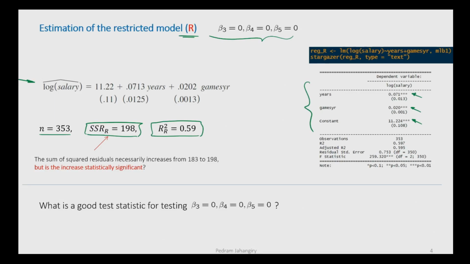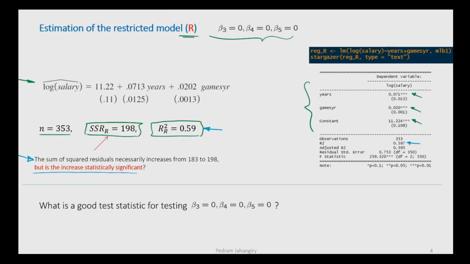Okay. So look at that. The sum of squared residuals necessarily increases from 183 to 198. This is not surprising, but here's the important question. Is this increase statistically significant or not? If it is statistically significant, it's a sign that we should not have dropped those three variables, because dropping them changed our sum of squared residuals dramatically. And again, everything is relative here, right? So when I say dramatically, it depends on what numbers you're looking at. Okay, and here's the R-squared of the restricted model.